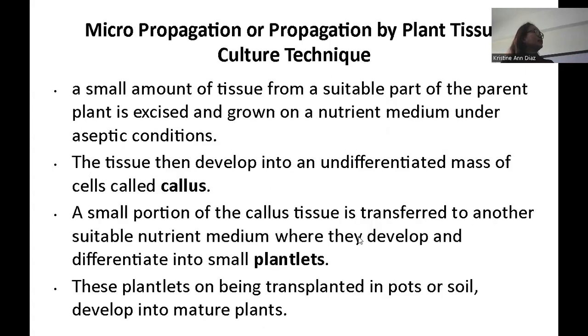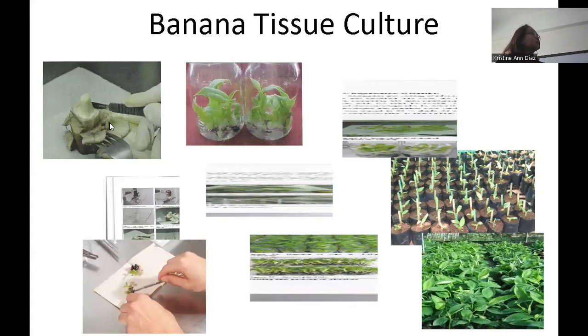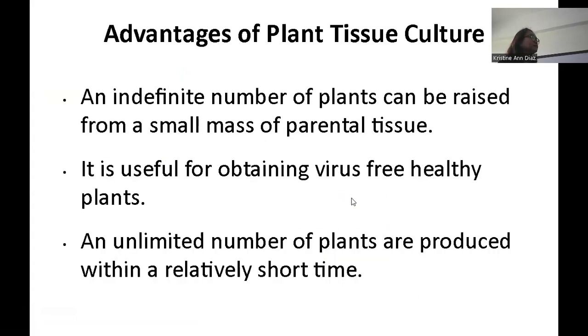So tissue culture technique is used to produce thousands in mass propagation, which are disease-free. For example, for banana tissue culture. From the sucker, you cut it in quarters. It will take you 6 to 8 months inside the laboratory and 2 months in the nursery. The advantage is mass propagation and virus-free, and although expensive, it is efficient.